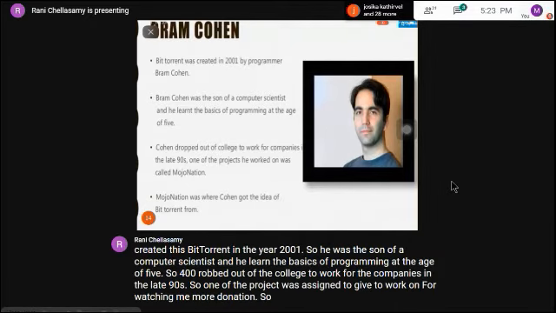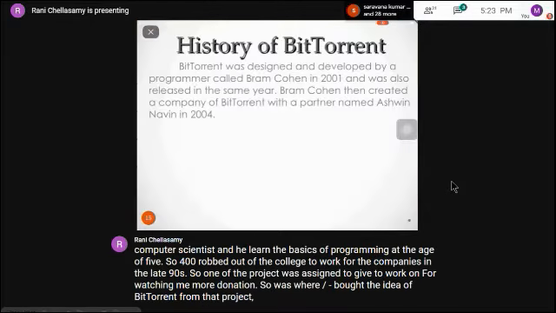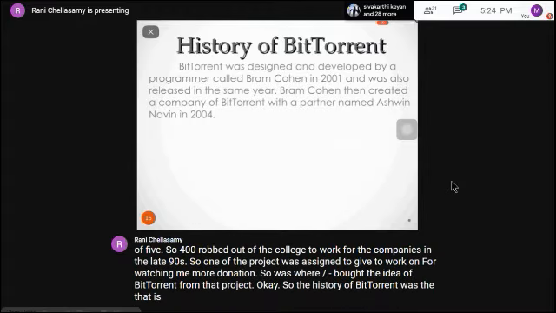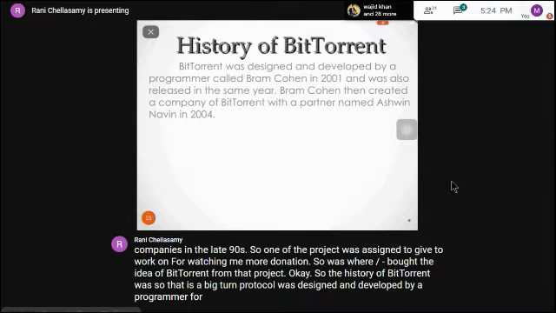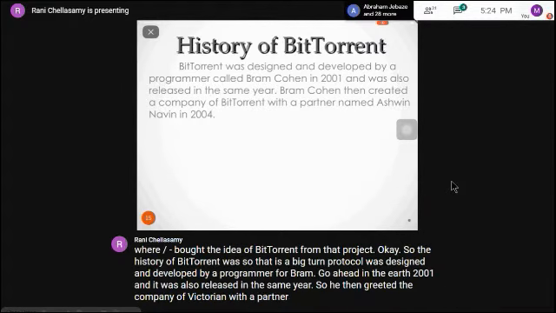So that was where Cohen got the idea of BitTorrent from that project. Okay, so the history of BitTorrent: the BitTorrent protocol was designed and developed by a programmer called Bram Cohen in the year 2001, and it was also released in the same year. He then created the company BitTorrent with a partner named Ashwin Navin in the year 2004.